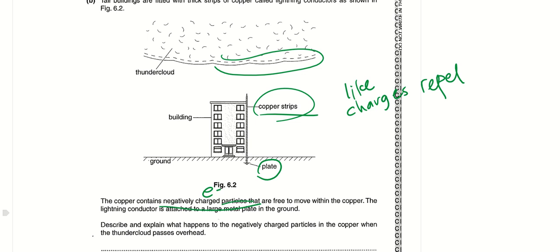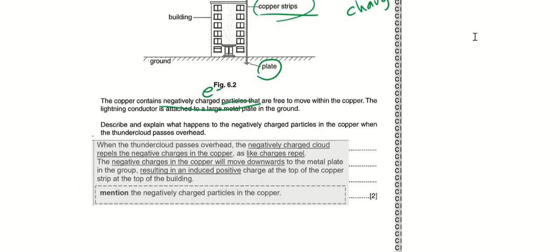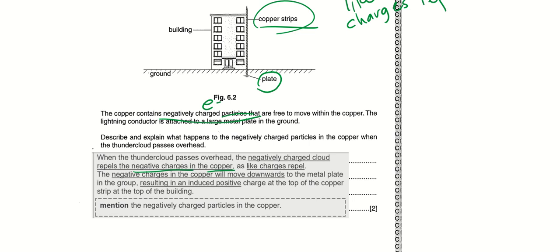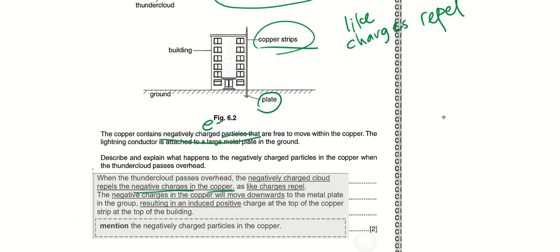Okay, so let's look at the answer. When the thundercloud passes overhead, the negatively charged cloud repels the negative charges in the copper. So make sure you give ownership to the charges. The negative charges in the copper are being repelled by the negatively charged cloud, because like charges repel. This is the concept, right? So the negative charges in the copper will then move downwards, because over here they are repelled. The electrons are repelled downwards to the metal plate, resulting in an induced positive charge.